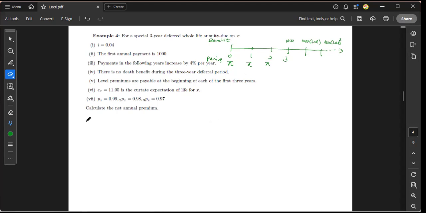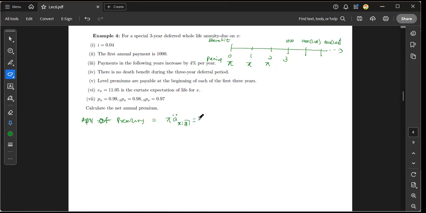So let's start with the actuarial present value of premium incomes. That means we have 3 premium payments. The present value of premiums is equal to the premium amount, which is pi. Since we have an equal amount, we can multiply by the $1 amount, which is the annuity due of a temporary life of 3 years.